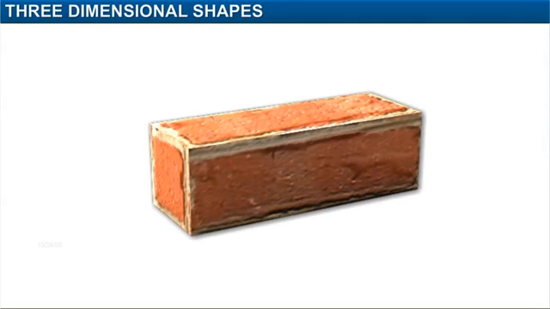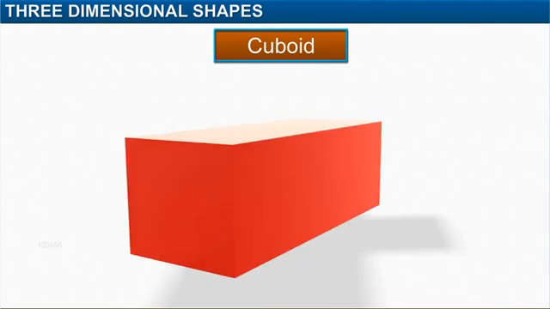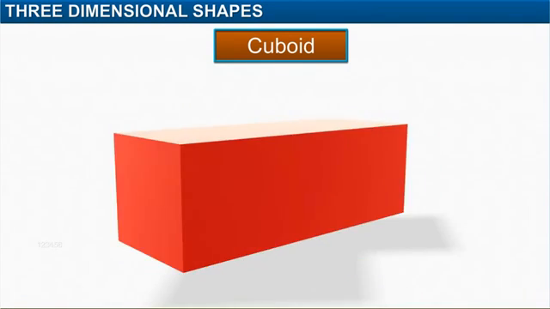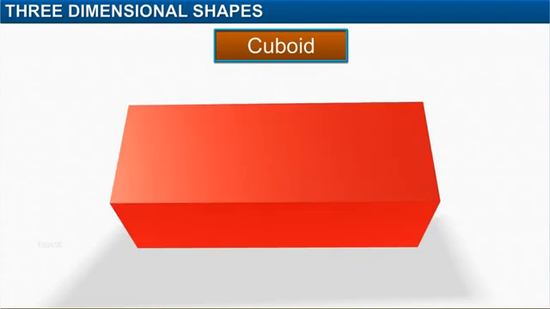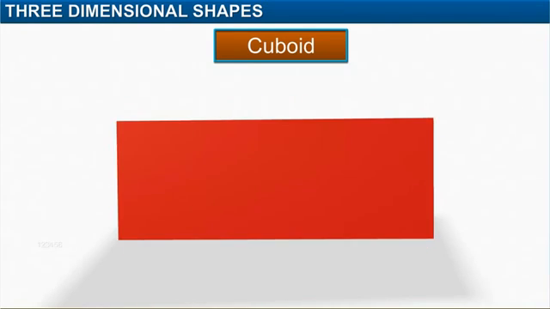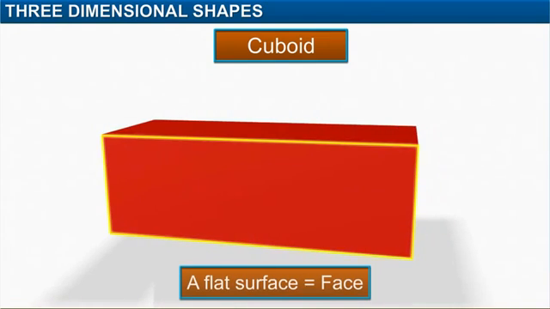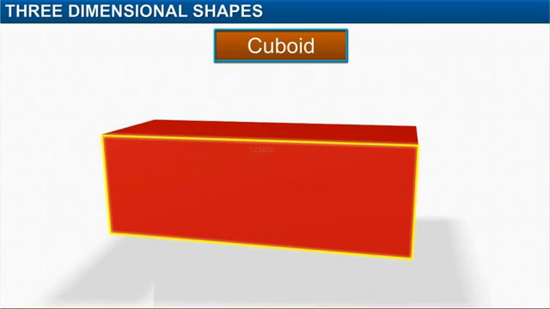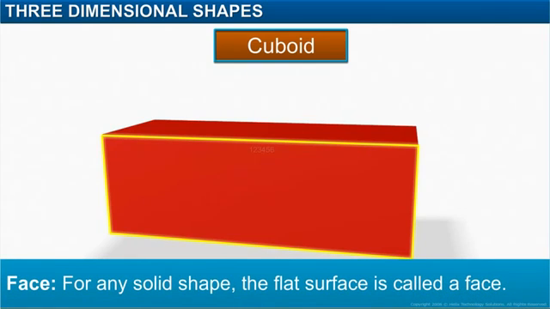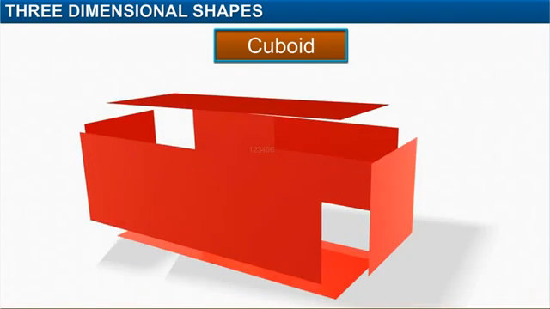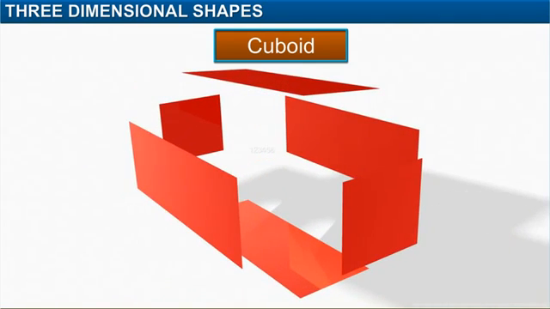Let's consider a brick. It forms a three-dimensional shape called a cuboid. A cuboid is formed with 6 rectangles. These rectangles form the surface of the cuboid. They are called the flat faces, or simply face. A cuboid has 6 faces.